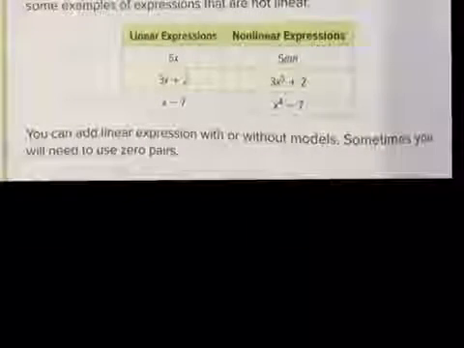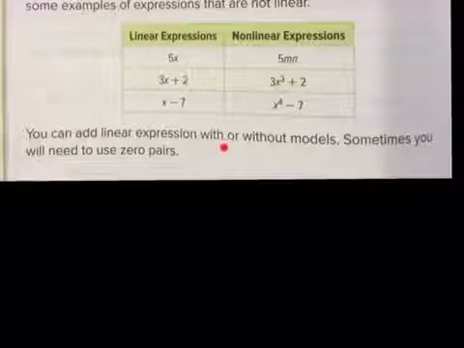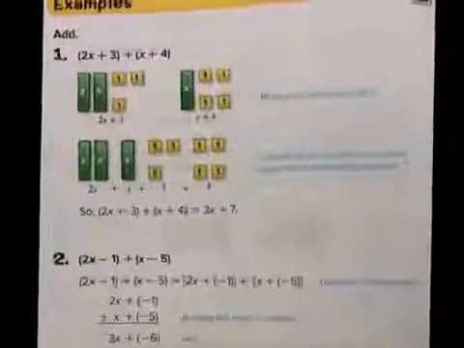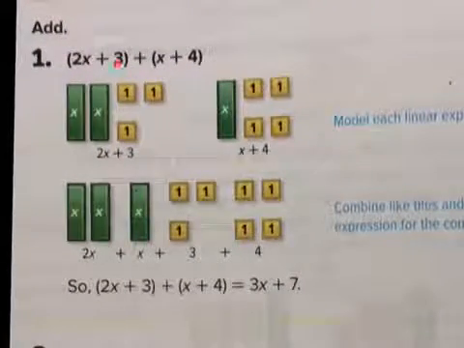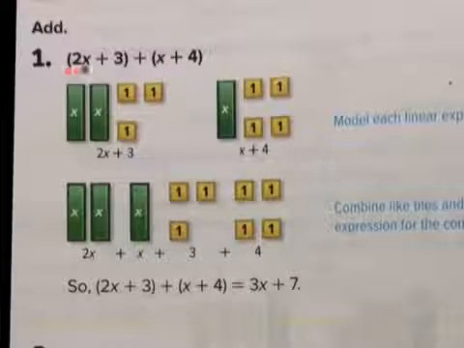Another note is that you can add linear expressions with or without models. Sometimes you will need to use zero pairs. Okay, take a look at example 1. Here we're given 2x plus 3 and plus x plus 4. Remember to use associative properties to group them, so that we know that the 2x can be added to this x, and the constants, which are 3 and 4, can be added together.